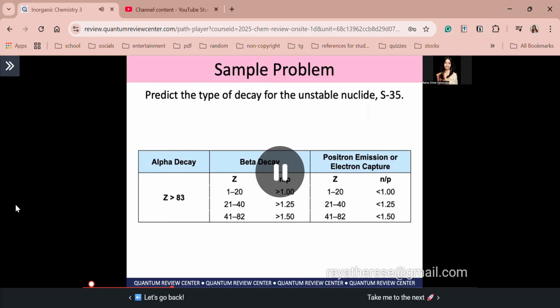Pause the video first and try it. Okay, so let's start. So the number of neutrons for sulfur-35 is 35 minus 16, equal to 19. Number of protons is just the atomic number, equal to 16. Finding the neutron to proton ratio, 19 over 16 is equal to 1.19. Now, the atomic number of sulfur is 16, right? So it is within this range, 1 to 20.